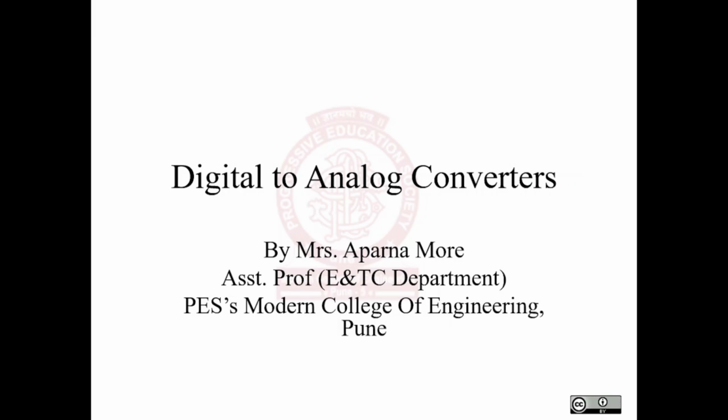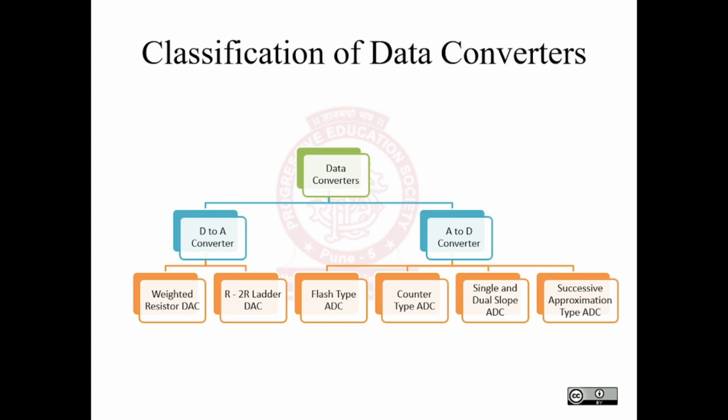Today we'd like to discuss digital to analog converters. It is a form of data converter. Now what is a data converter? A data converter is a converter which will convert one form of data to the other. That is, it can convert a digital signal to an analog or an analog to digital, or it can convert a voltage signal to a current signal or a current signal to a voltage signal.